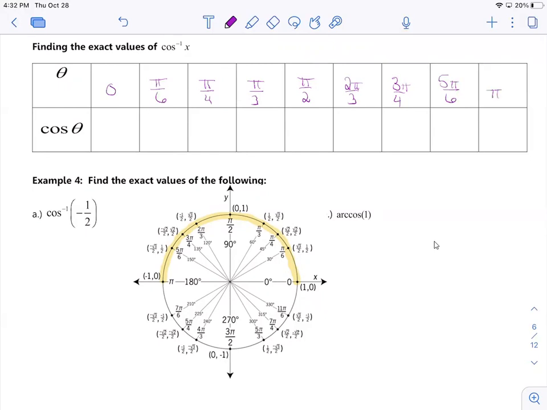So if we want to list all of our cosine values, well, at 0, remember it's our x, it's going to be 1. At pi over 6, it's going to be our x, it's root 3 over 2. Pi over 4, root 2 over 2. Pi over 3, 1/2. Pi over 2, 0. 2 pi over 3, negative 1/2. 3 pi over 4, negative root 2 over 2. 5 pi over 6, negative root 3 over 2, and then pi produces negative 1.